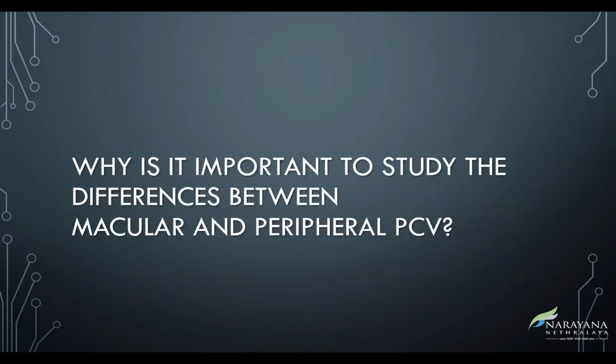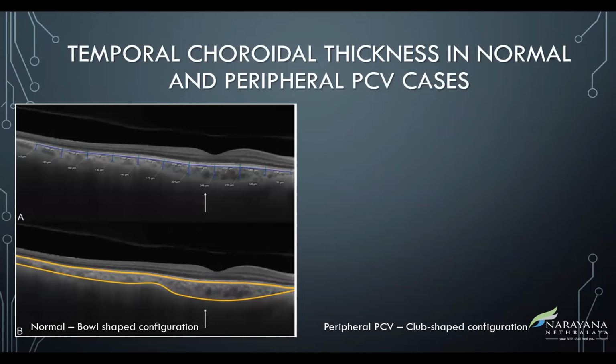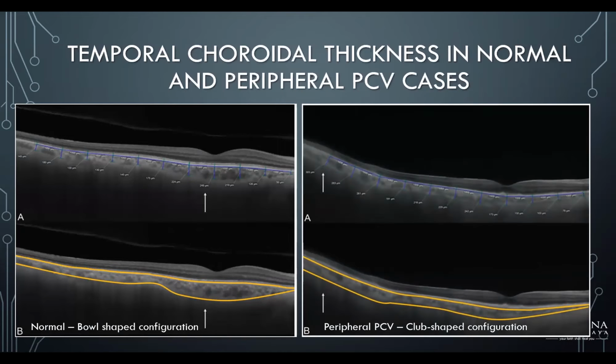Now, why is it important to study the differences between the two? In normal eyes, the choroid towards the fovea is comparatively thicker and it tapers off towards the periphery on both sides. Whereas in peripheral PCV, the choroid towards the periphery is thicker and towards the center it is thinner. So normally there's a bowl-shaped configuration, whereas in peripheral PCV, it gives a club-shaped configuration on OCT.